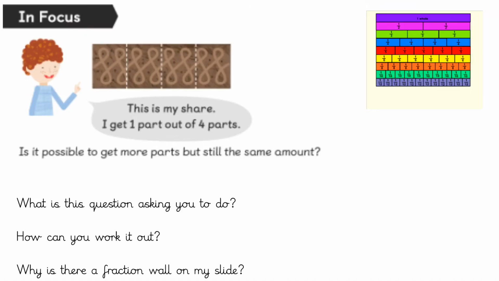Okay, 3K, let's have a look at our in focus task. This boy here says, "This is my share. I get 1 part out of 4 parts." So, is it possible to get more parts but still have the same amount? Let's think carefully. So, what is the question asking you to do? How can you work it out? And why do you think the fraction wall is on this slide?